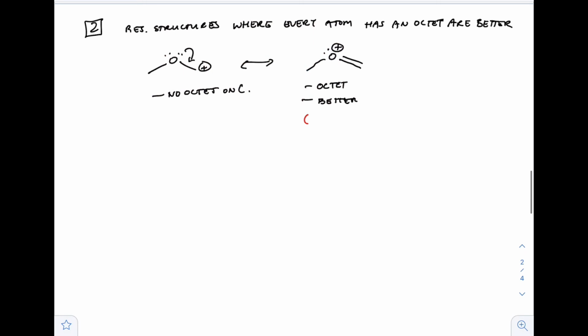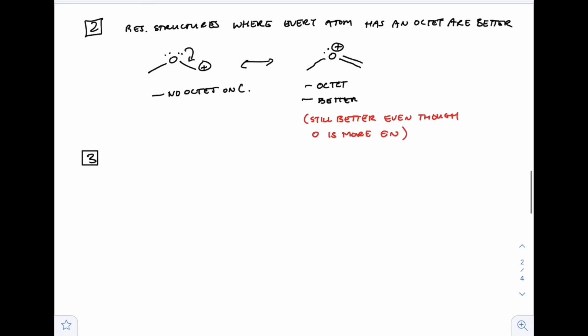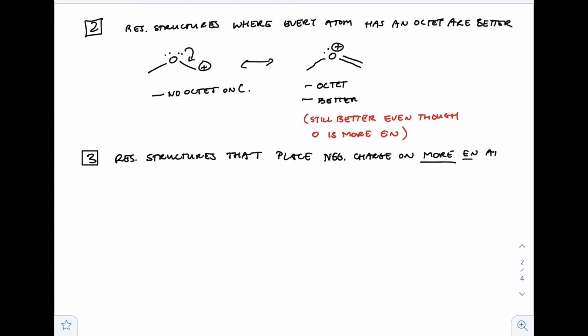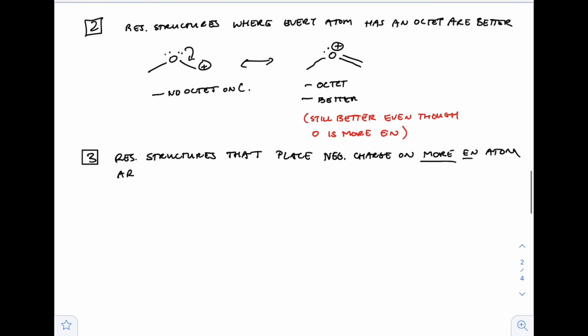So that's cool. Something interesting to point out is that the oxygen is more electronegative, right? So it's still a better resonance structure, even though the positive charge is on the more electronegative atom, okay? That just tells you how important it is to have an octet, okay? Now, resonance structures that place the negative charge on the more electronegative atom are the better ones, okay?